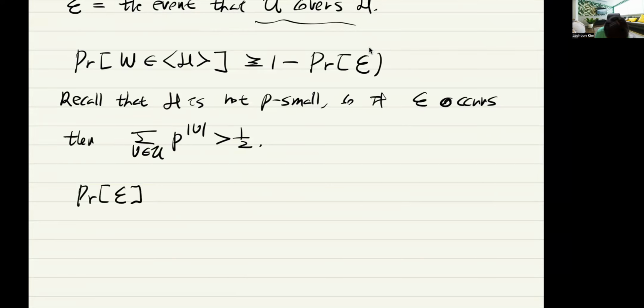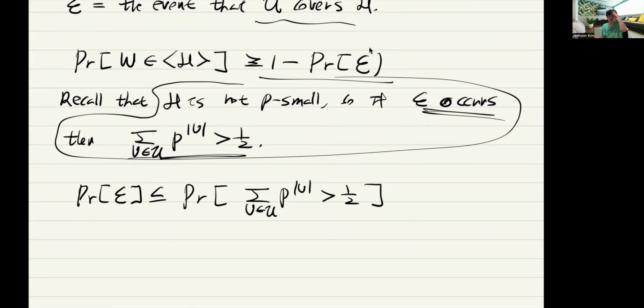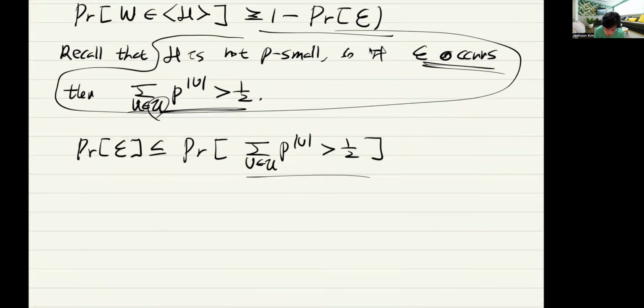Probability of this epsilon is at most, because of this, if this occurs, then this holds. So this is at most the probability that our choice of this cover has a measure bigger than half. So remember this U and everything is a random variable. So you can actually compute the probability that this one has a specific value. Our random process gives you this U, and then for that you can compute this. Then you have this inequality.